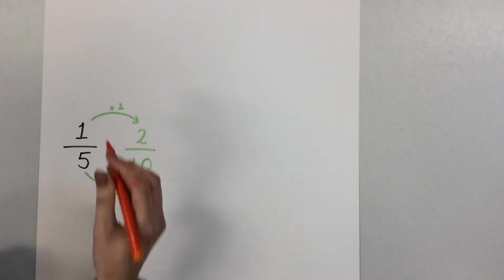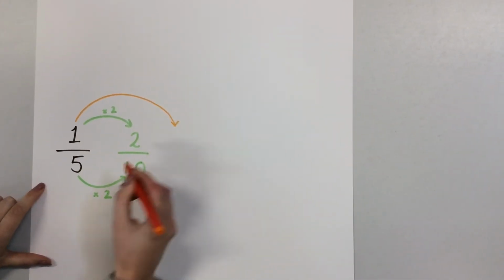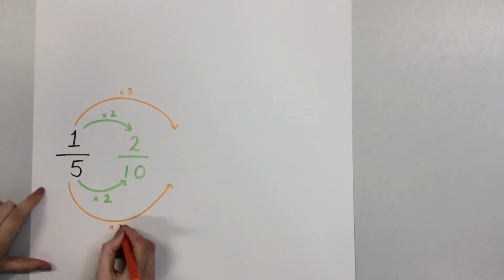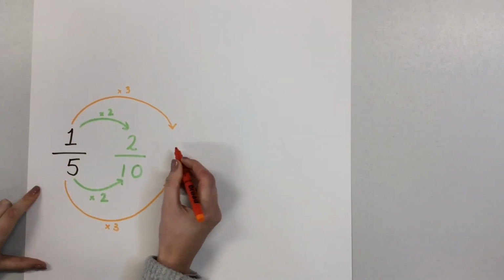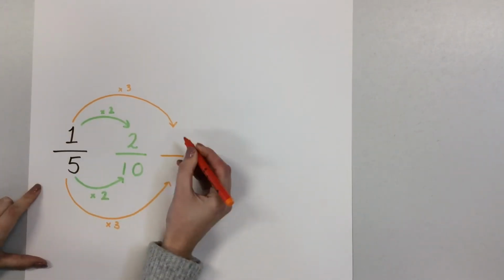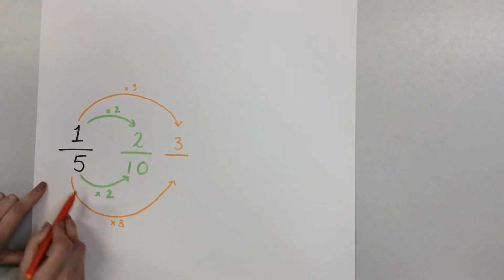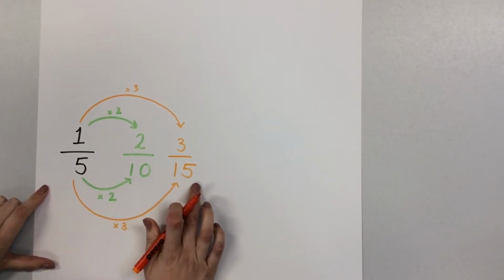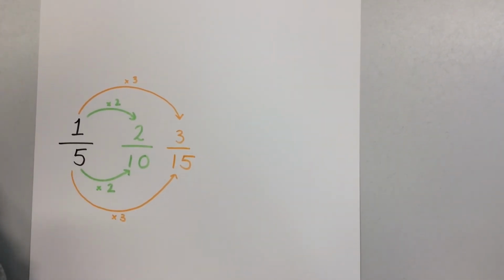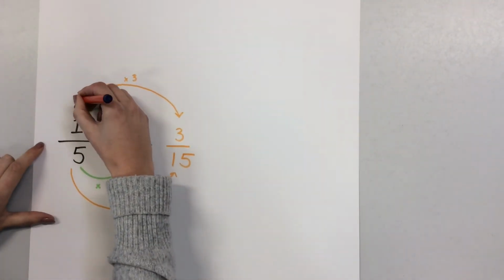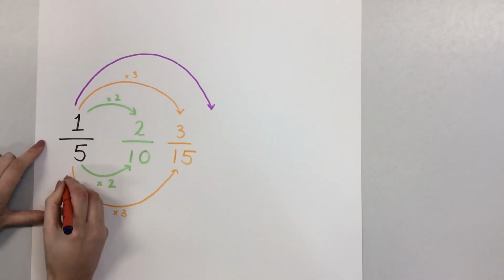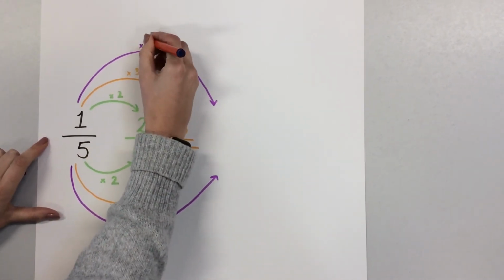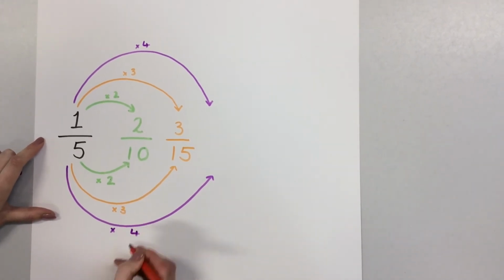Okay, so next up, I'm going to times my numerator and my denominator by 3. So 1 times 3, I have to draw my line in. 1 times 3 is 3. 5 times 3 is 15. Okay, so I'm starting to get my row of equivalent fractions. Okay, next. Have a think at home. What will I be timesing by next? I've done by 2, by 3. This time it will be timesing by 4.